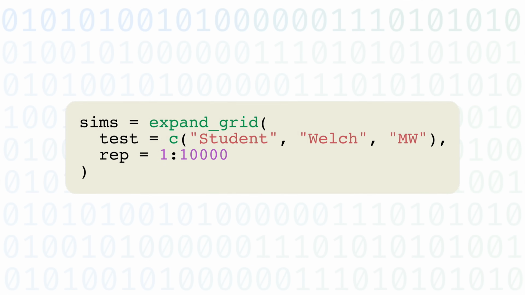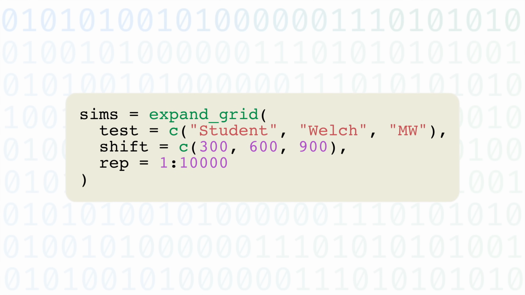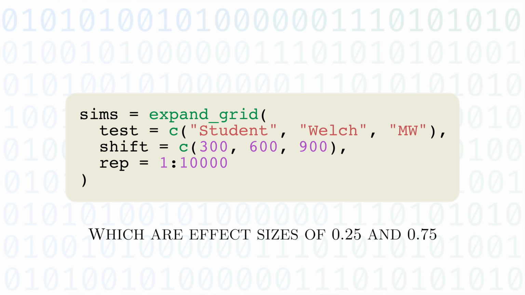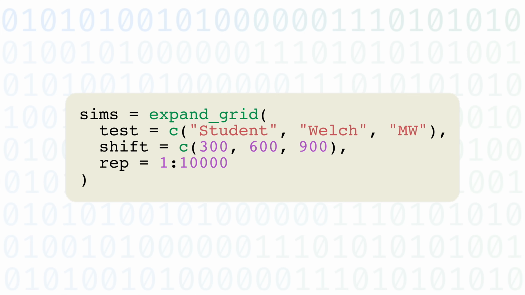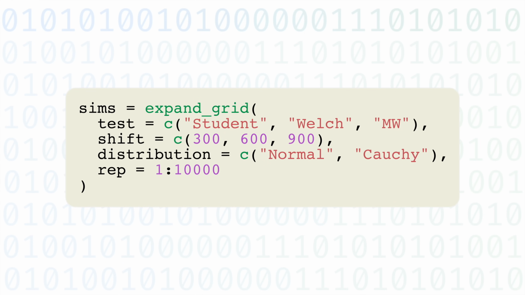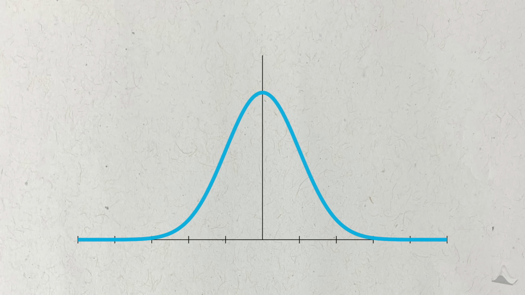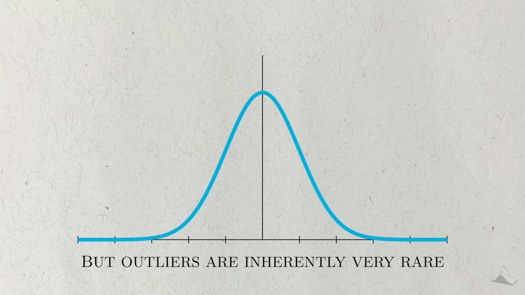So I'm going to add 2 more effect sizes to my simulation, view changes of 300 and 900, which correspond to effect sizes of 1/4 and 3/4 respectively. In addition to these effect sizes, I'm going to add another probability distribution. Currently, I'm only using a normal distribution to generate the data. The problem with the normal distribution is that outliers are inherently very rare.